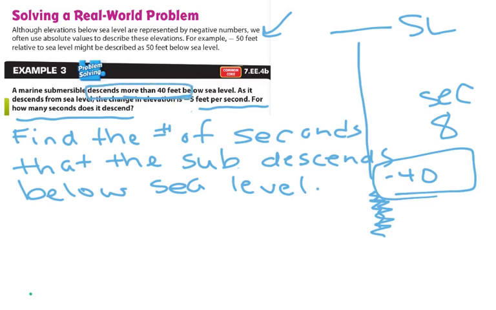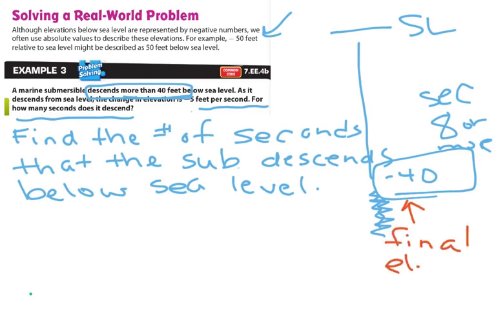So we know the answer is 8 seconds or more, essentially, that it's going to be descending. But we now need to figure that out as an equation. So I wrote it out as a statement. And what I want you to be thinking of is that we need to know that our final elevation is going to be negative 40. So this is going to be our final elevation.